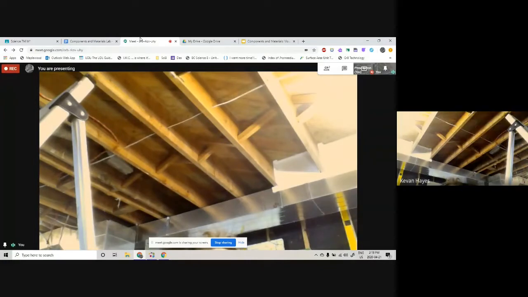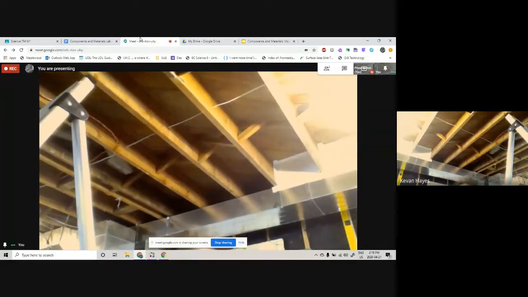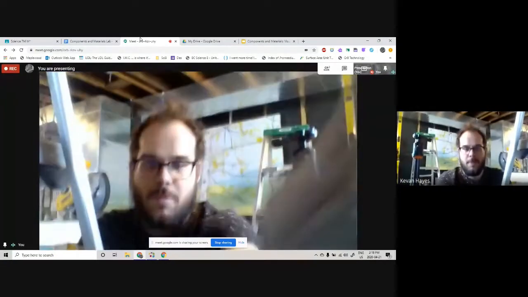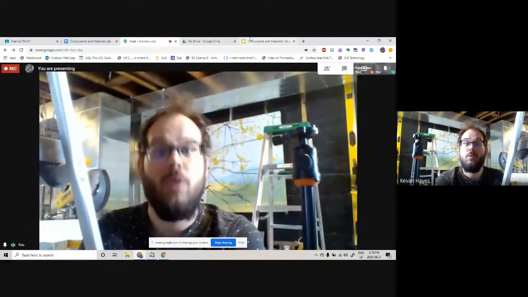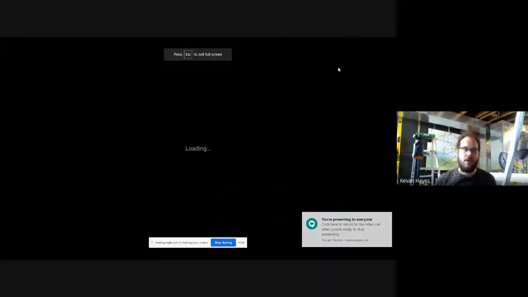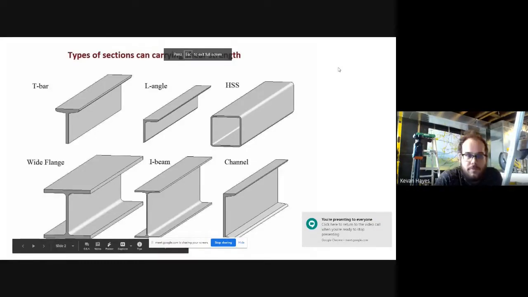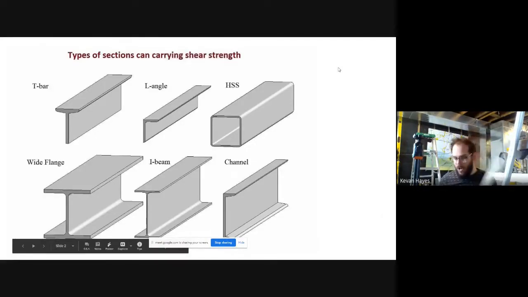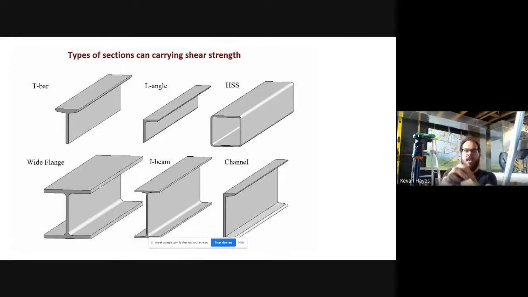In a lot of situations, you won't just see simple beams where they're flat like this. You'll see a whole variety of other kinds of beams. And so this is where you might take a combination of these and put them together.